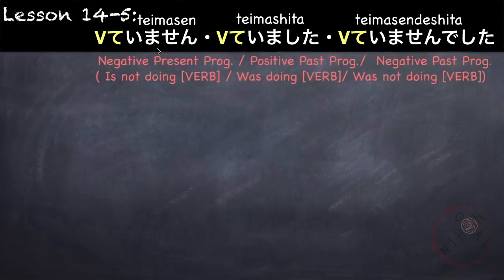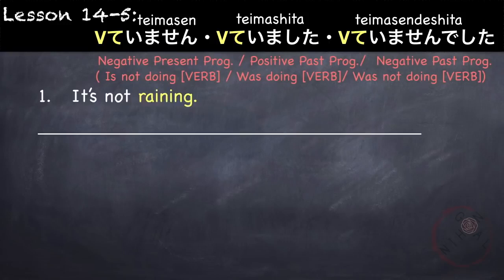We can also apply what we've learned in the previous lessons to change the tense of the verb. We can make it negative present progressive by changing it to verb teimasen. Is not doing verb. We can also make it into a positive past progressive tense. Verb teimashita. Was doing verb. We can also make it into a negative past progressive tense with verb teimasen deshita, or was not doing verb.